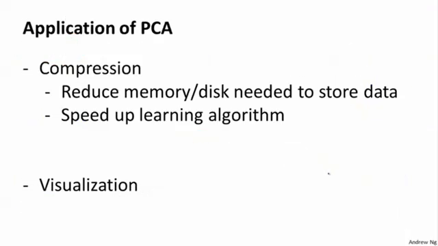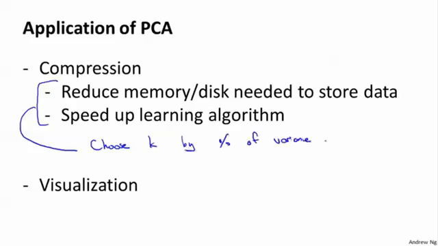To summarize, we've so far talked about the following applications of PCA. First is the compression application, where we might do so to reduce the memory or the disk space needed to store data. And we just talked about how to use this to speed up a learning algorithm. In these applications, in order to choose K, often we'll do so according to the percentage of variance retained. For this learning algorithm speedup application, often we'll retain 99% of the variance. That would be a very typical choice for how to choose K. So that's how you choose K for these compression applications.